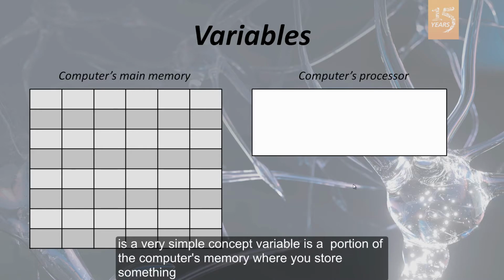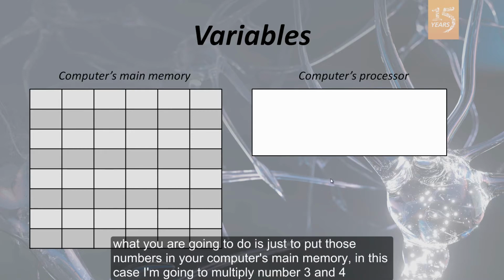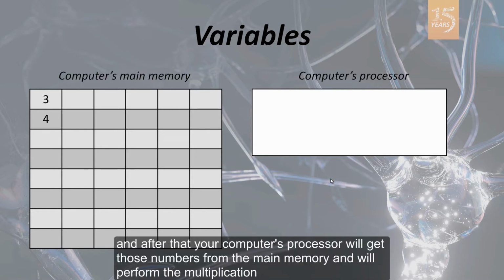A variable is a portion of the computer's memory where you store something so your computer can remember it later on. For instance, imagine that you want to multiply two different numbers. What you are going to do is just put those numbers in your computer's main memory. In this case, I'm going to multiply the numbers 3 and 4.